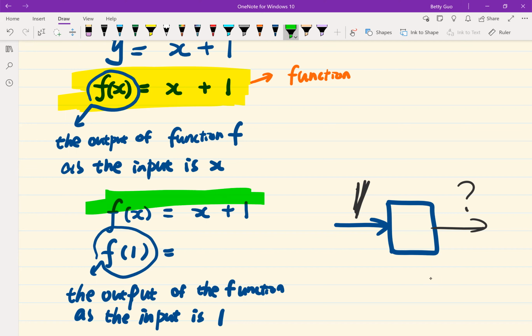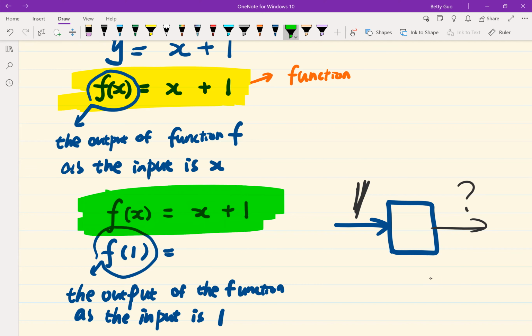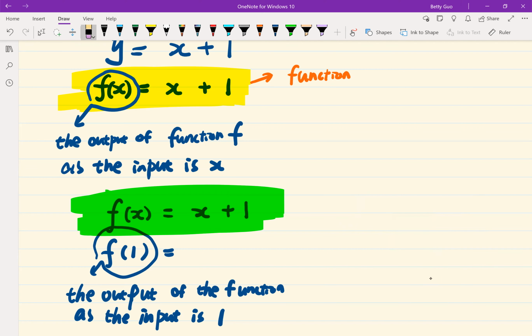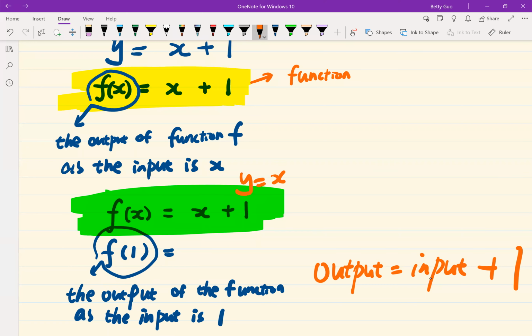We are looking at this function, f of x equals x plus 1. It's a straight line. If the input is 1, what's the corresponding output? The pattern of this function, or this machine, always produces output equals input plus 1. Do you see that? Because y equals x plus 1, right? The function actually is just y equals x plus 1. X is the input, y is the output. For this machine, all the corresponding output equals the input plus 1, right?